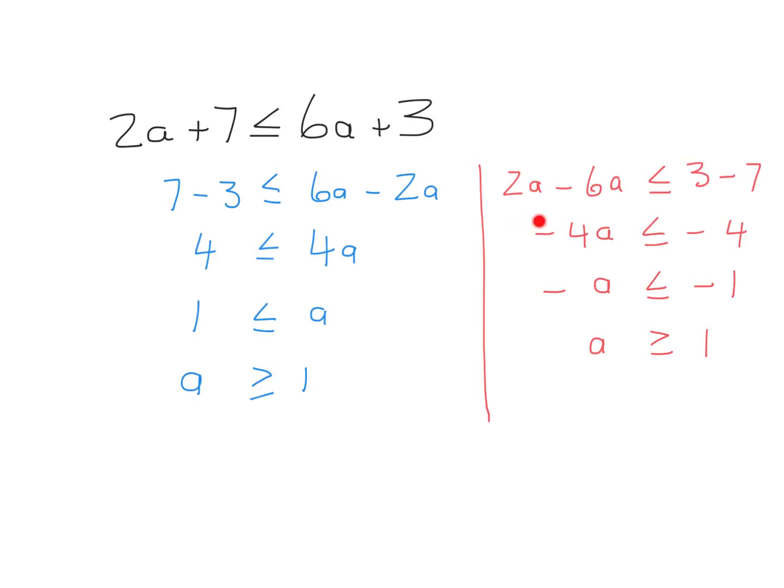And just to show you, if you wanted to keep your 2a on the left hand side, you're moving your 6a across and keeping your 3 on the one side and moving your 7 across this way. That you could do it this way if you wanted to. You'd actually end up having to do exactly what I did over here by reversing the signs anyway, but you would have negative a is less than or equal to negative 1, and when we get rid of our negatives we also have to reverse our signs, therefore a is greater than or equal to 1. Exactly the same answer as this one over here.